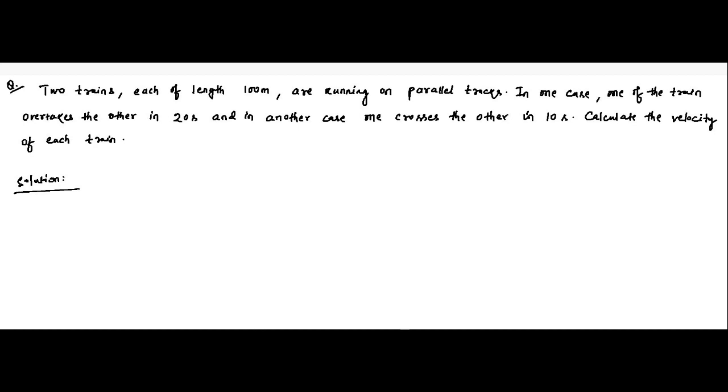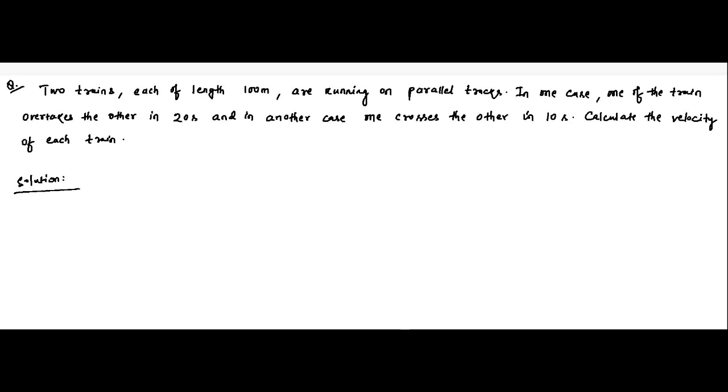So here is another question on relative velocity. Here it has been given that two trains, each of length 100 meters, are running on parallel tracks. In one case, one of the trains overtakes the other in 20 seconds, and in another case, one of the trains crosses the other in 10 seconds. Calculate the velocity of each train.